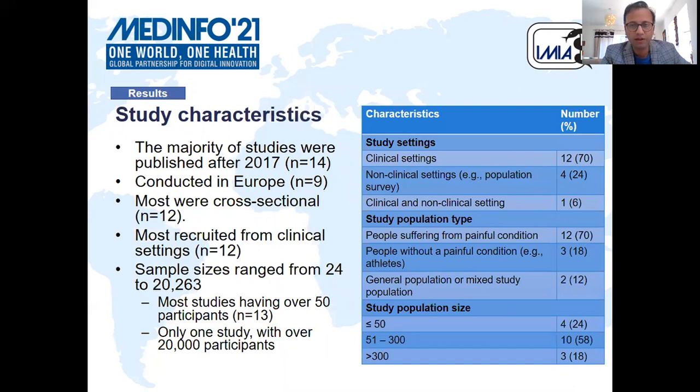Then, regarding the settings from which participants were recruited, most of them were clinical settings, about 12 out of 17. In 12 studies there were people suffering from a painful condition, and in 3 studies there were people without a painful condition, for example athletes. In terms of sample sizes, we found a wide range, 24 to 20,000 participants. Only one study recruited about 20,000 participants where a digital pain mannequin was used, while most of these studies had around 50 participants.